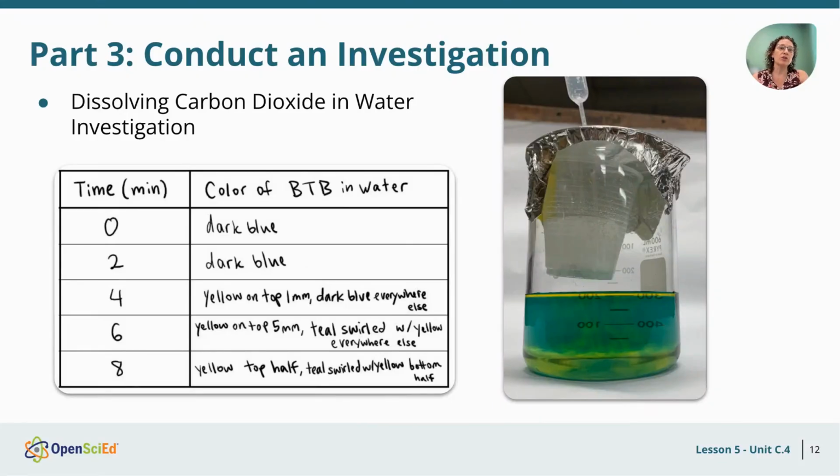Part 3 is where your students will be conducting the dissolving carbon dioxide in water investigation. The gist of this investigation is that students add some bromothymol blue, or BTB, to the water, which is our model of the ocean. To simulate the carbon dioxide in the air, we'll run a side reaction with baking soda and vinegar in a cup that's taped to the inside of the beaker. The foil then traps the carbon dioxide in the beaker system. Students observe where and how much color change happens with the BTB over time.